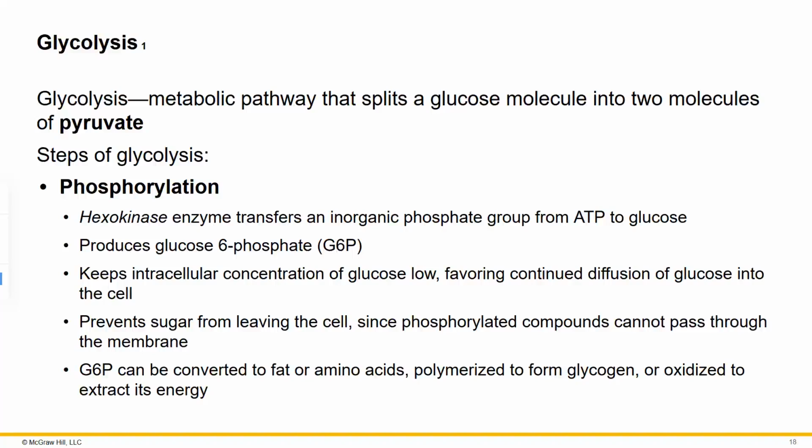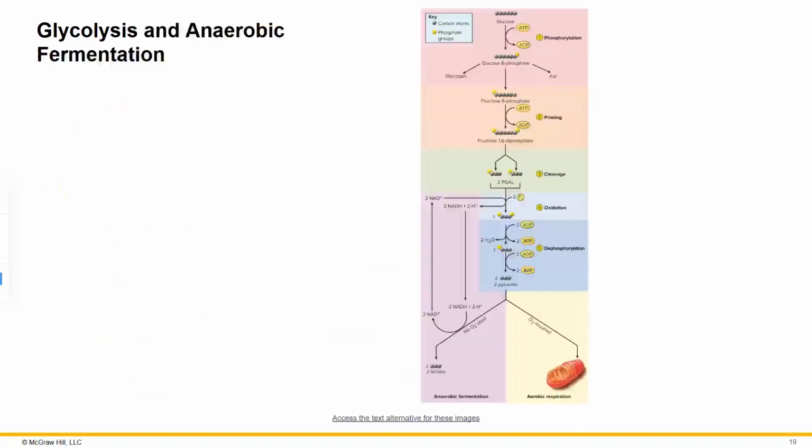All it really does is add a phosphate group to glucose. It keeps the intracellular concentration of glucose low, favoring continued diffusion of glucose into the cell. It prevents sugar from leaving the cell since phosphorylated compounds cannot pass through the membrane. G6P can then be converted to fat or amino acids, polymerized to form glycogen, or oxidized to extract its energy. Oxidized means that it would be going through the next step of cellular respiration.